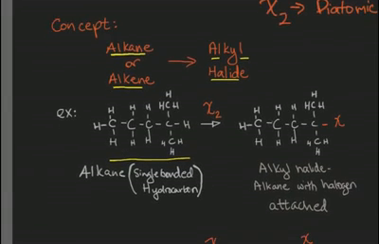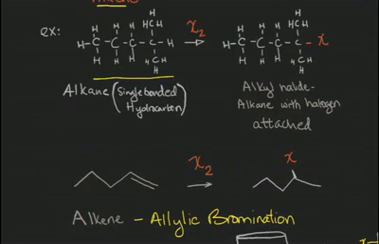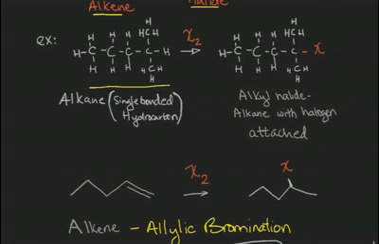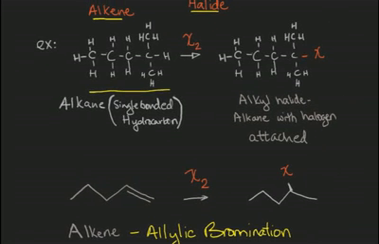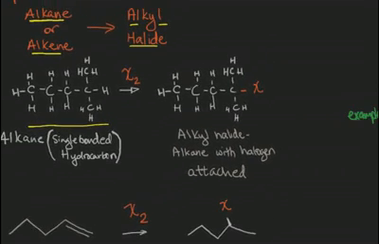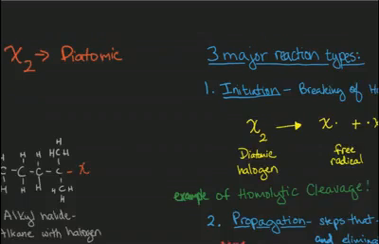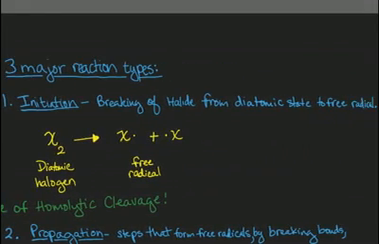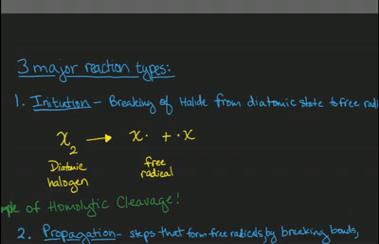So if we look at an alkene, there's a process called allylic bromination, for instance, that takes your bromine and sticks it right here at the allylic position. We'll talk about that later. It'll have its own video. But let's look at the basic steps of this process of halogenation, creating an alkyl halide. And there are going to be three major reaction types that you will observe.